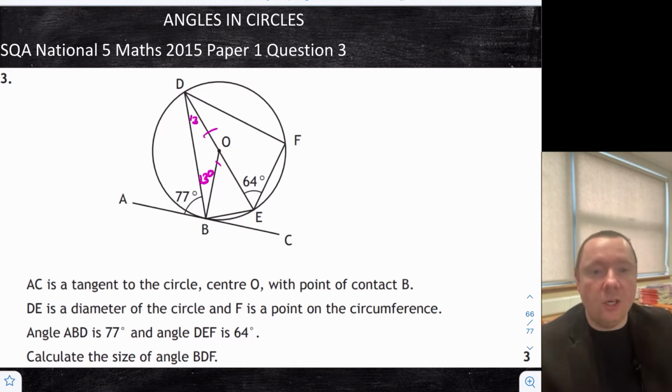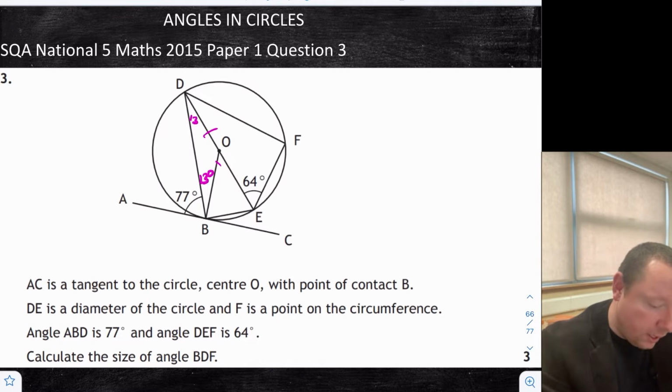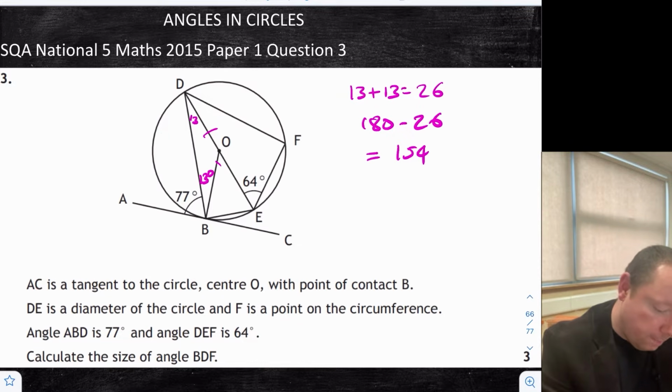As soon as I've got two angles in a triangle, I can work out the third angle. So angles in a triangle add up to 180. So 13 plus 13 equals 26. So I do 180 minus 26, which is 154. So I've got 154 in the middle.